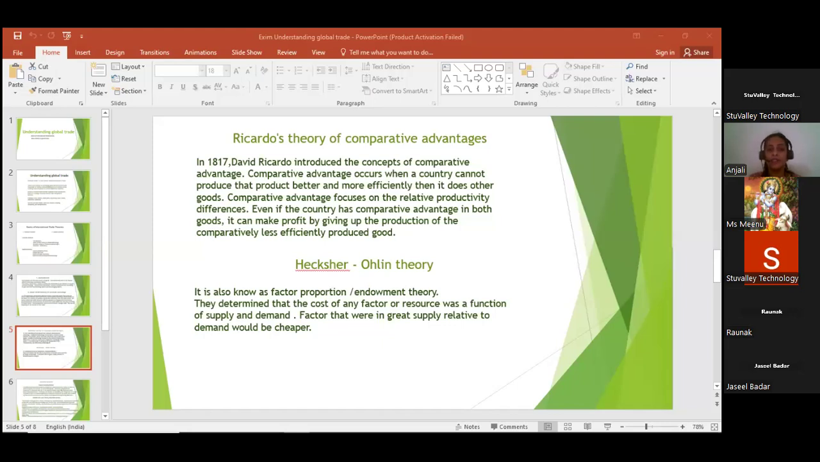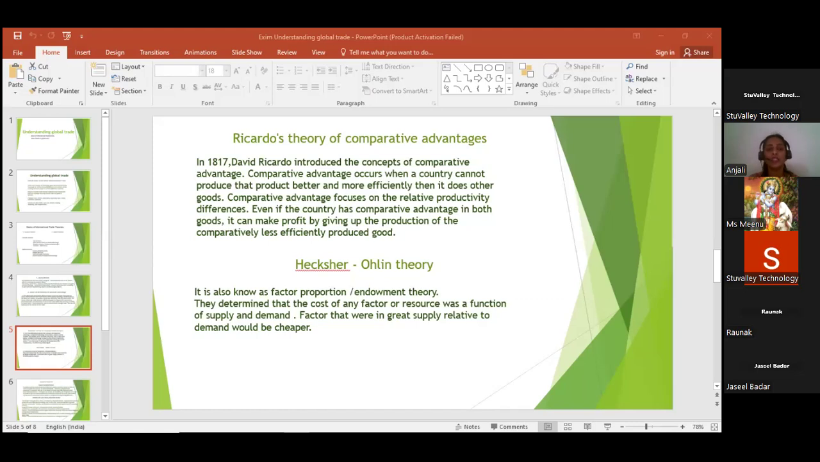After the comparative advantage theory comes the Heckscher-Ohlin theory, also known as the factor proportions or factor endowment theory. They determined that the cost of any factor or resource is a function of supply and demand. Factors in great supply relative to demand would be cheaper. For example, India and China have different resources. Some have more labor, some more land, and some more capital, meaning money and machinery.